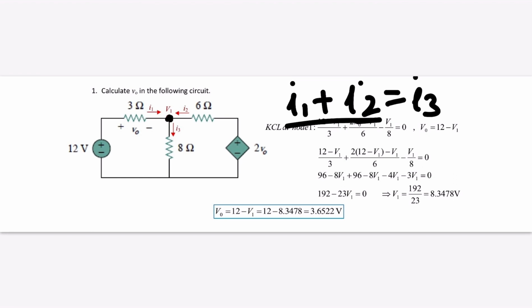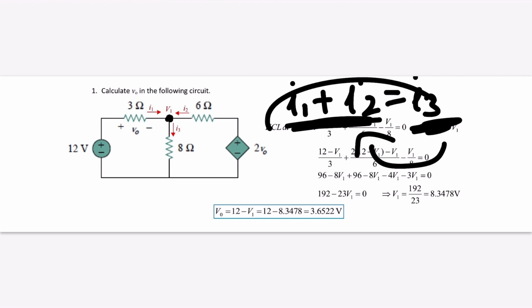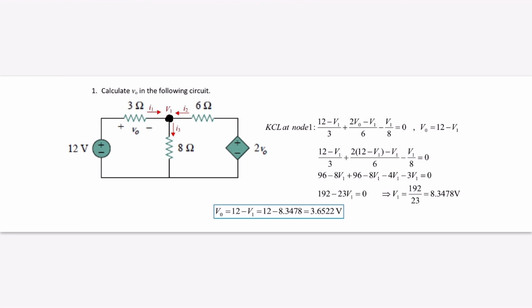These are the currents entering the node, and this is the current leaving it. We can take I3 to the other side. Once we do so, we have I1 plus I2 minus I3 equals 0. From that equation we have just built up, this is I1, this is I2, and this is I3, as stated down here in the equations.